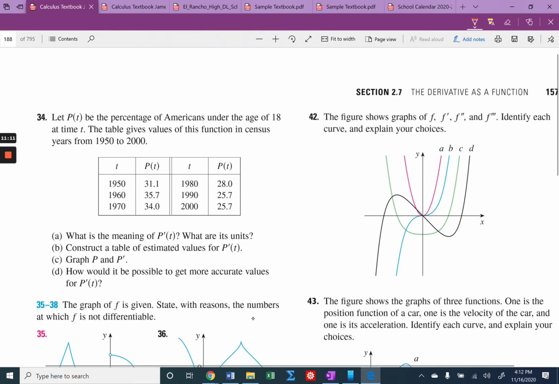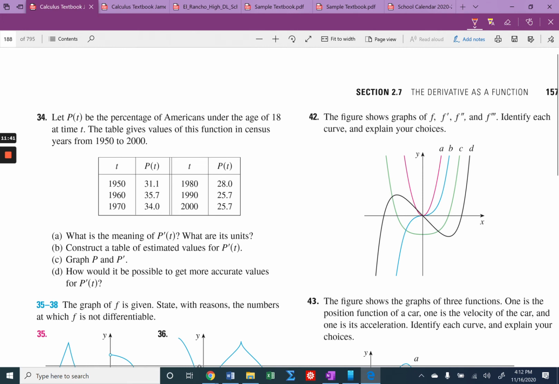For 1960, use the average here. Then from 60 to 70, do the average rate of change on that interval, make that 1970, and just keep going all the way to the end. Just don't put anything for 2000. Let your last one be 1990. And then you're going to graph P and P prime, plot those points. If you're clever enough, you can have Desmos do it for you and see what's going on, and then sketch it or print it or whatever.